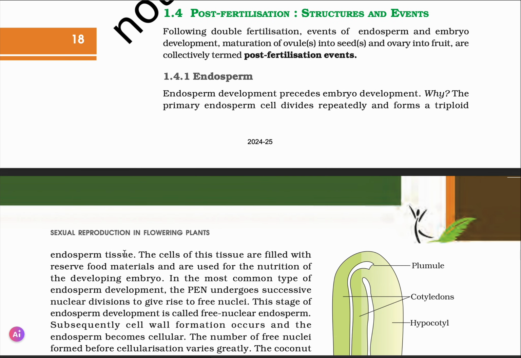3N is the ploidy level of the endosperm tissue. The cells of the tissue are filled with food reserves and are used for the nourishment or nutrition of the growing embryo, or the zygote, I would say.